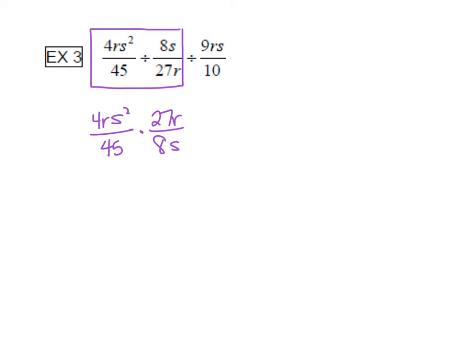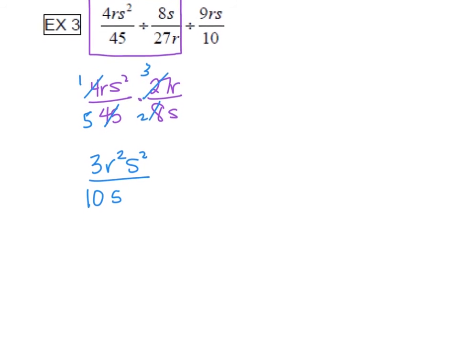So here I would look for any cross reducing. I can see we have a 45 and 27. I can divide those both by 9. 45 divided by 9 is 5. 27 divided by 9 is 3. I can also reduce the 4 and the 8 by dividing by 4, and I get a 1 and a 2. So now I'm going to multiply straight across. 1 times 3 is 3. R times R is R squared, S squared, over 5 times 2 is 10, and then there's just an S.